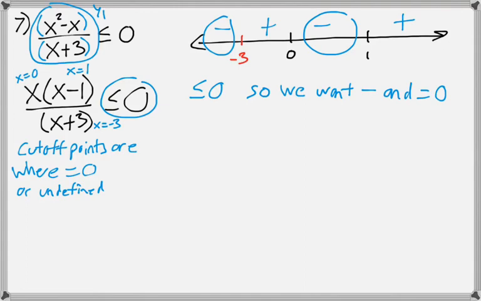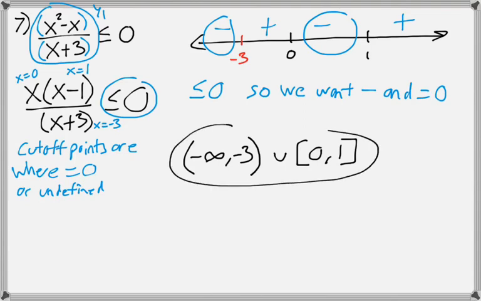So the 0, 1, that's going to be 0 to 1 with brackets. The negative infinity to negative 3, negative infinity is going to have parentheses because infinity can never have brackets. The negative 3 is also going to have parentheses because it's not equal to 0 here. It is undefined here. So this is very tricky. This is our final answer.